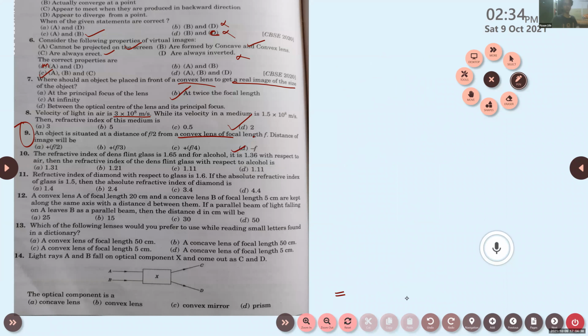Question, n is equal to c by... Option B. Not that, you're doing question, n is equal to c by that Greek letter.